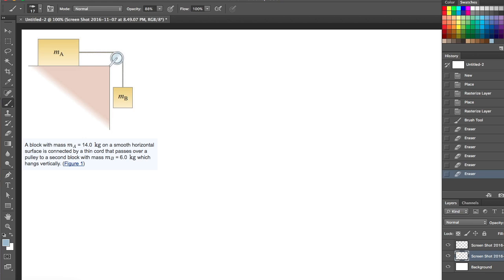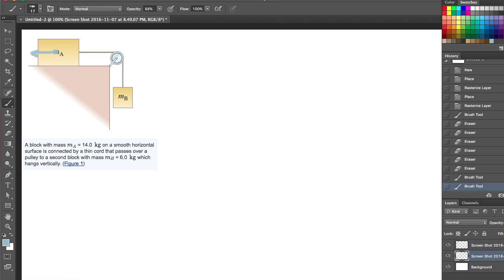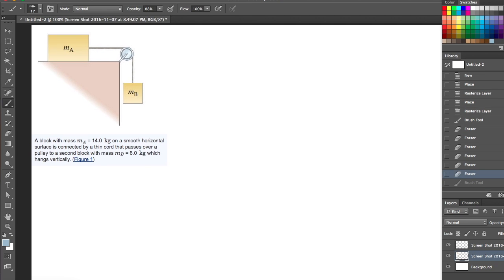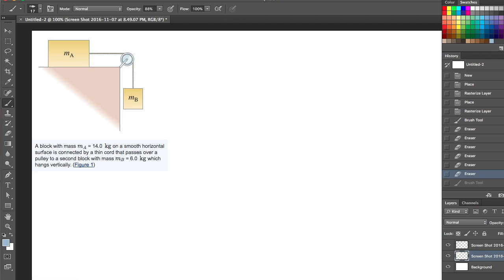So we see that this is one of Atwood's problems. Mass A is 14 kilograms on a smooth horizontal surface. This means that there is no force of friction acting in this direction, so we can leave that out of the free body diagrams. It's connected by a thin cord that passes over a pulley to a second block, with mass B equals 6.0 kilograms, which hangs vertically.